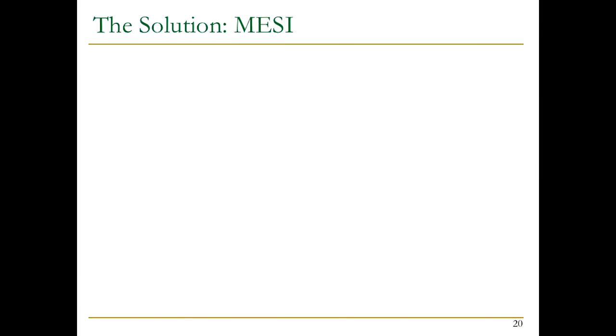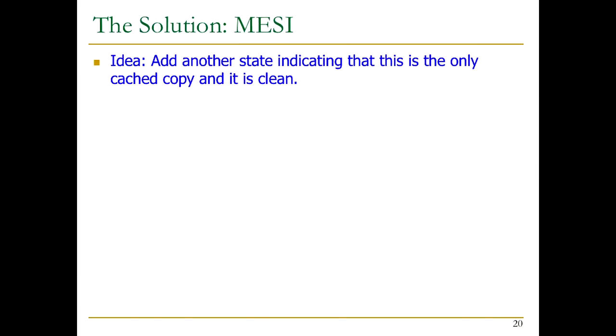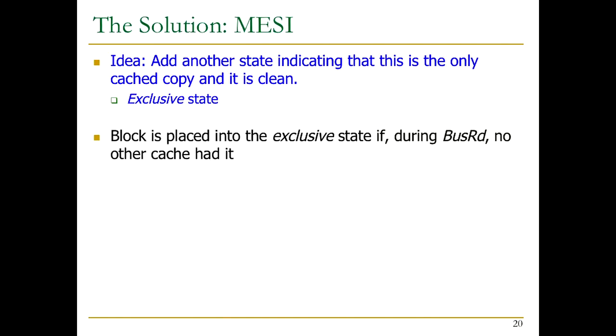The problem is actually easy to solve. That's the idea of the MESI protocol. Basically, we add another state indicating that this block is the only cached copy in the system, and it's clean. Meaning, this processor has the block, and it's the only copy in any cache, and it's the same as the copy in memory. It's called exclusive clean, or the exclusive state. A block is placed into the exclusive state when you do a bus read. You send out a bus read request, and you figure out that no other cache has it. Then you transition from invalid to exclusive state, as opposed to going from invalid to shared in MSI.